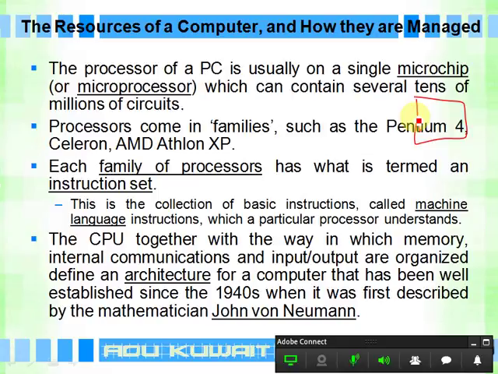There are many families of the CPUs. We have the Pentium family. Nowadays, what you have, the Pentium i9, right? i9 or i5, i7? I think i9.